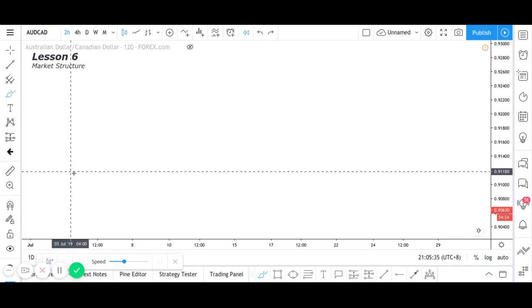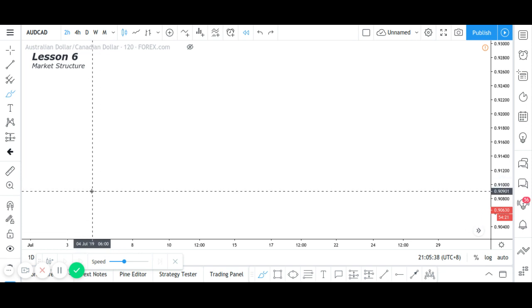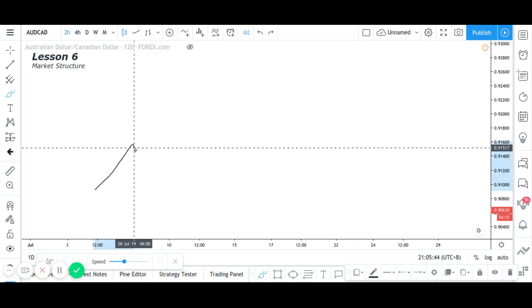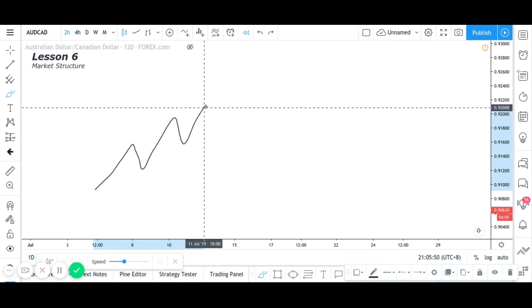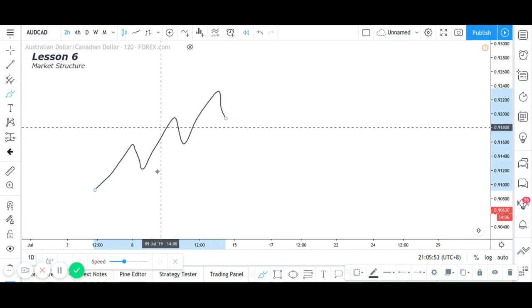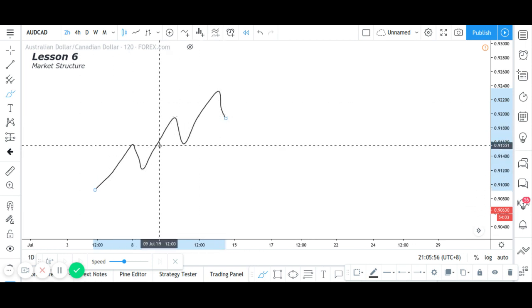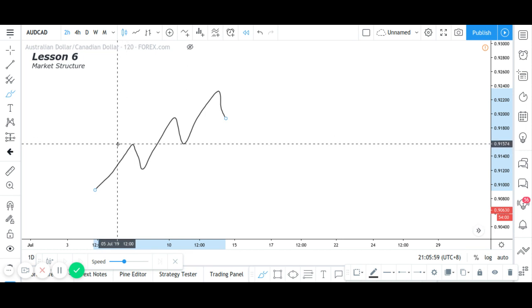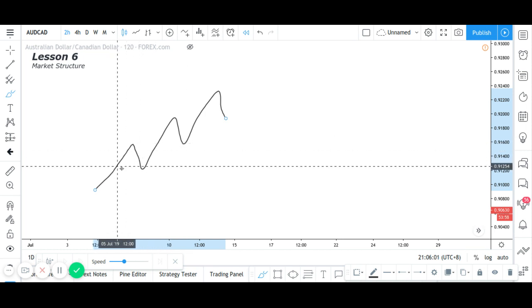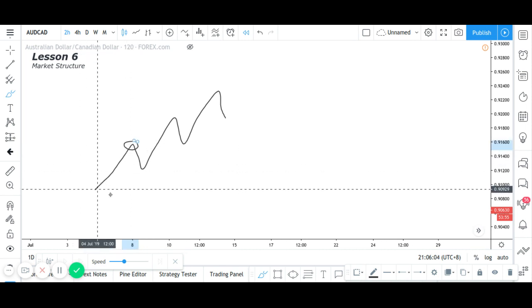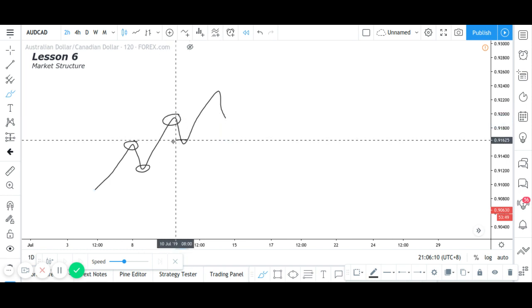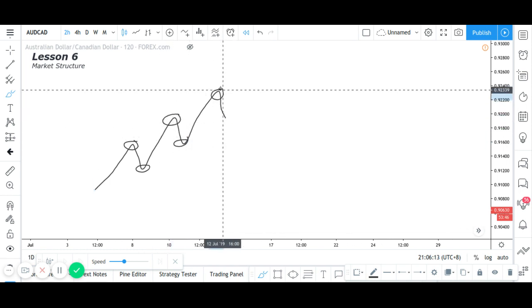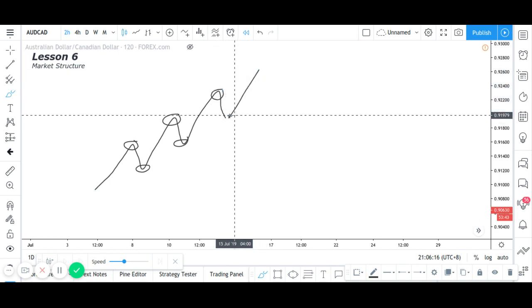So for market structure, in a bullish market structure, we have an impulse, we have a correction, we have an impulse, we have another correction, we have an impulse, and another correction. Something like this. This is what an uptrend market structure looks like. You can see that the market has created a higher high over here and also a higher low, and the same goes for your higher high and higher low, higher high and also a higher low over here.